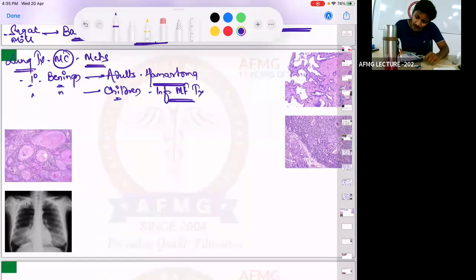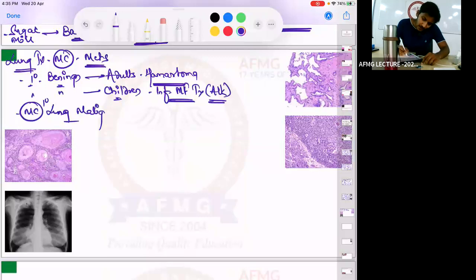So inflammatory myofibroblastic tumor has which tumor marker? ALK. If I ask you the most common primary lung malignancy now, the answer would be adenocarcinoma.